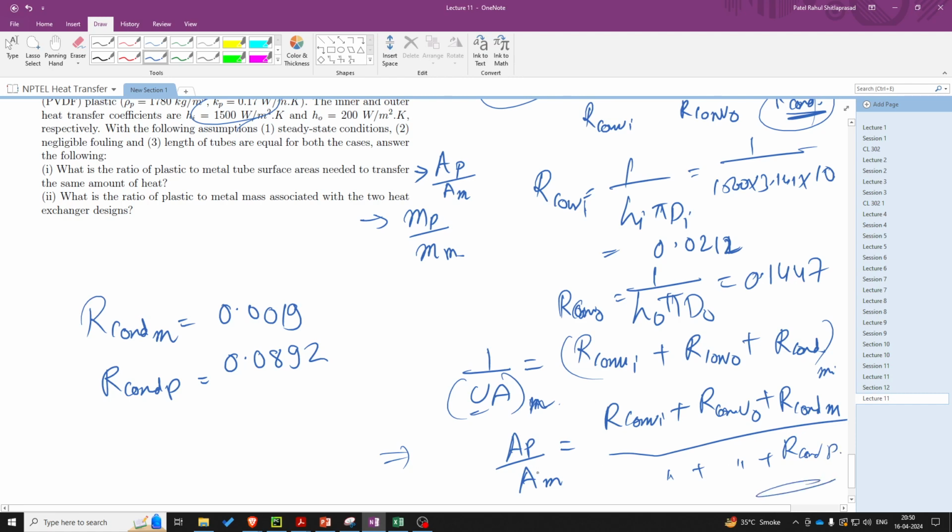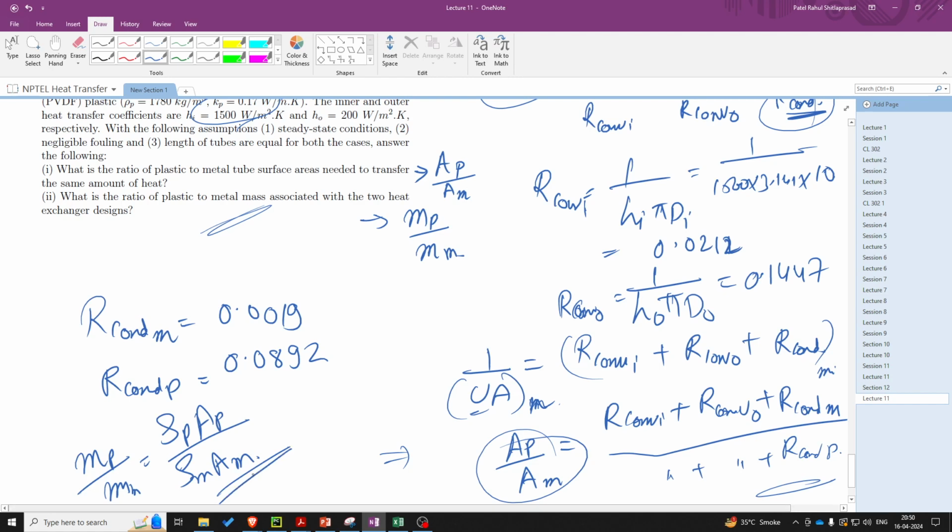So you can put all those values in and find this ratio, and then in order to find the ratio of mass, you can just multiply them by their densities. That is m_p upon m_m will become rho_p A_p upon rho_m A_m. This is what you can calculate. From that you can get the final answers.